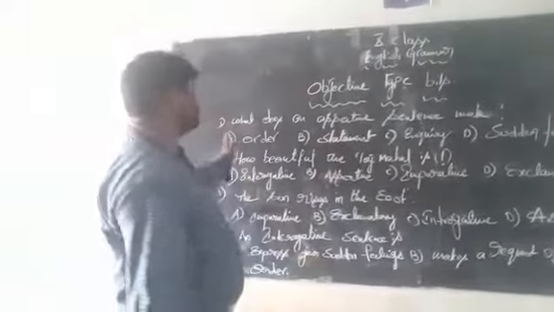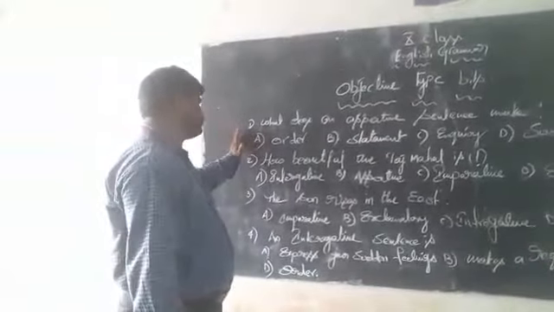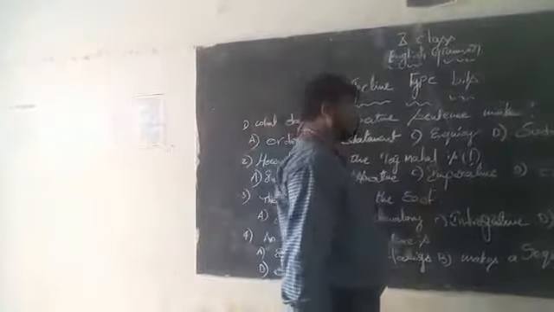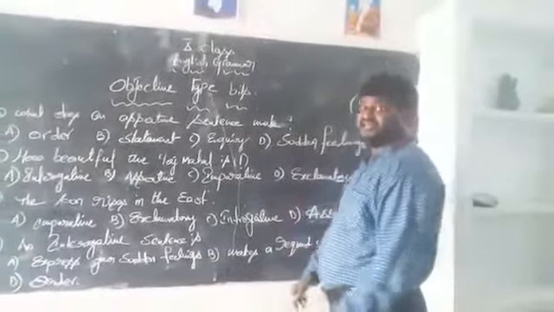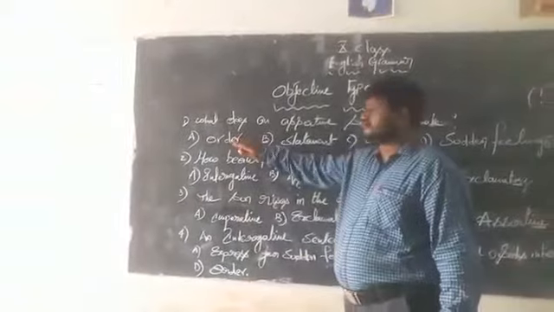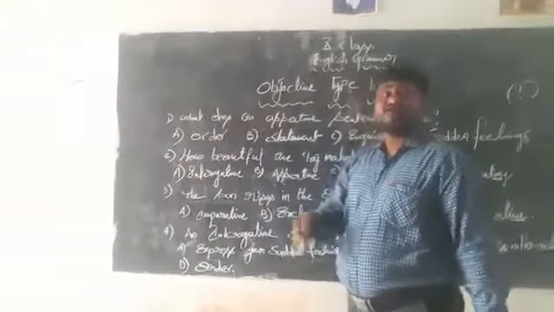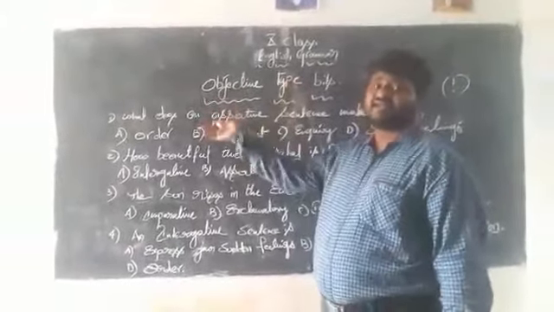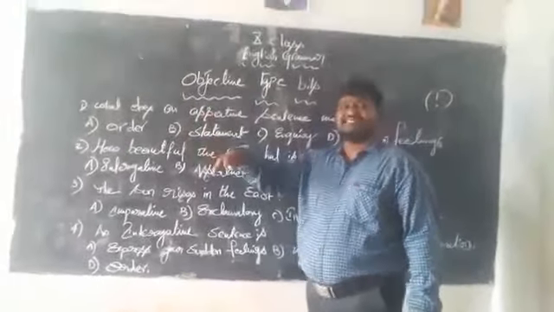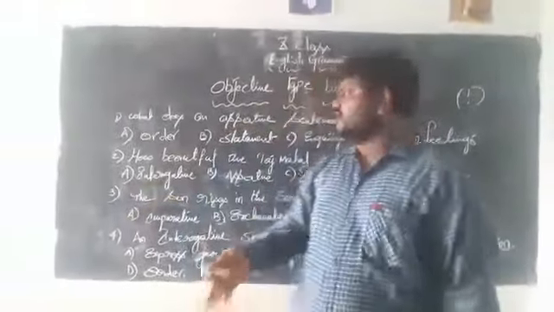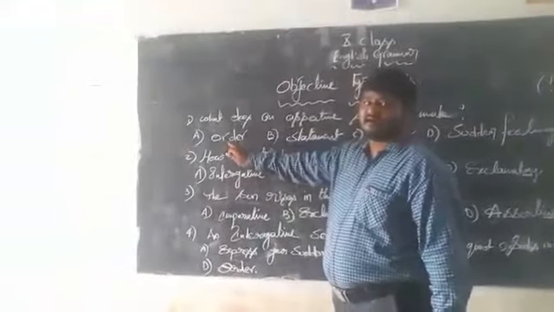Here we have 4 options. The first one is order, the second one is statement, the third one is inquiry, and D is sudden feeling. My dear children, I already explained yesterday where we use the order, where we use imperative. An imperative sentence always starts with V1 and ends with a full stop. In that imperative sentence, we have order, command, advice, and request. That is the only place we use the word order.